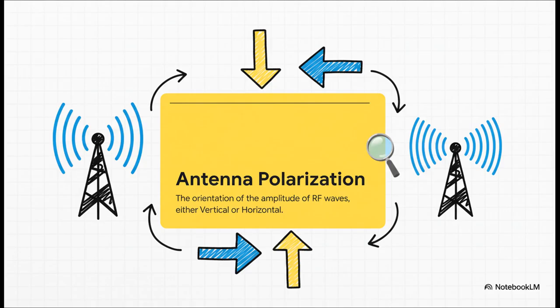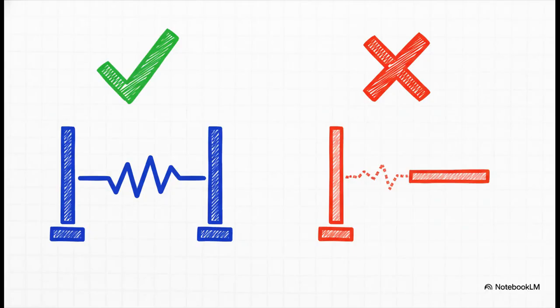The best way to think about it is like a secret handshake between the two antennas. And that leads us to the golden rule of polarization. And it couldn't be simpler. For the best possible connection, the sending antenna and the receiving antenna must have the same polarization. If one is vertical and the other is horizontal, that secret handshake fails and your signal quality just plummets.